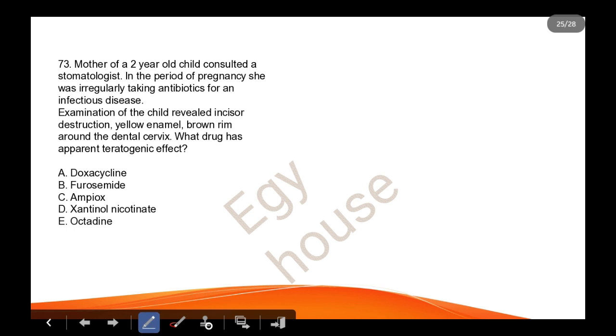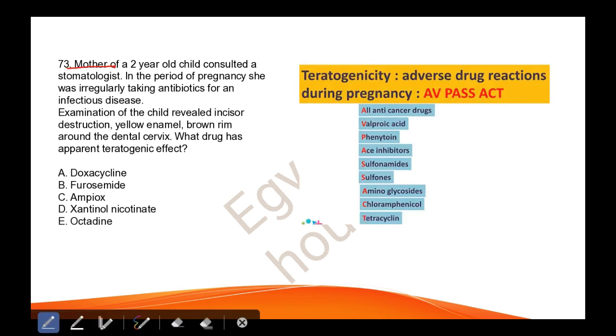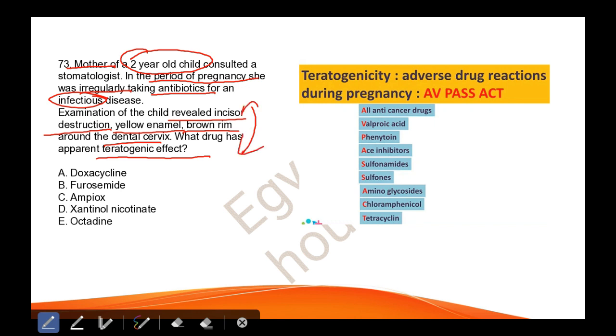The next question. In this question, we are having a mother who, during the period of her pregnancy, was taking some antibiotics irregularly for an infection. So her 2-year-old child revealed some incisor destruction, yellow enamel problems, and problems of the dental cervix. So this is a teratogenic effect, if we can tell through this clinical picture, and this is because of the consumption of the tetracycline antibiotic doxycycline. These are the drugs that cause teratogenicity during pregnancy.